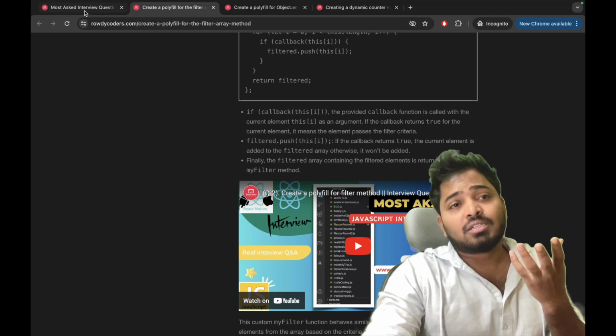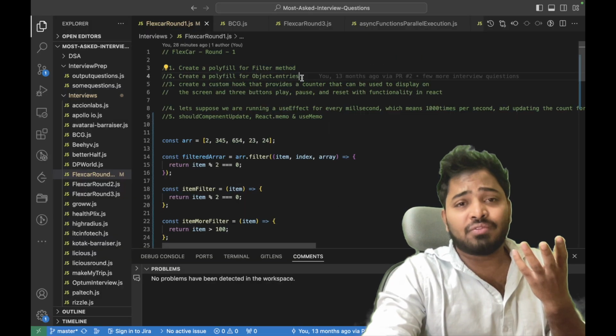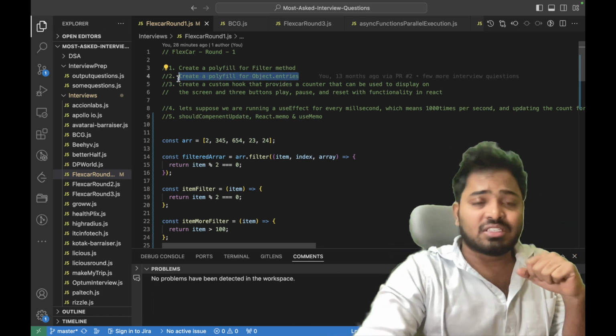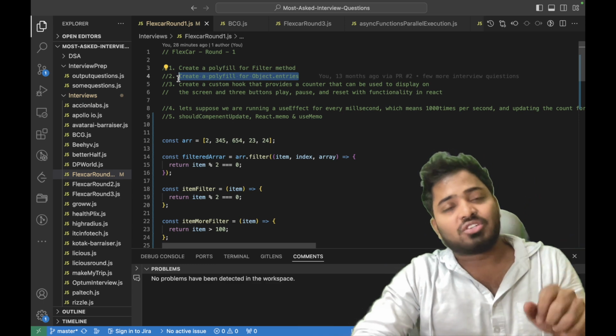After that question, the interviewer asked me to create a polyfill for Object.entries. I was able to solve this question as well.